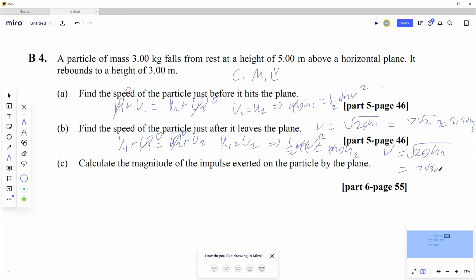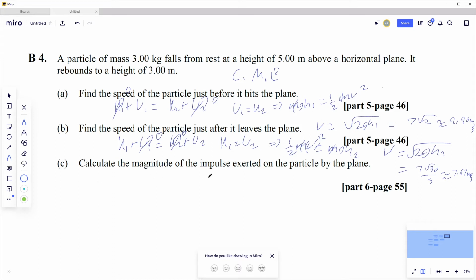square root of 30 over 5, which is approximately 7.67 meters per second. I'm writing in all forms. If someone out there wants it in this form, or this form, then everything's here.